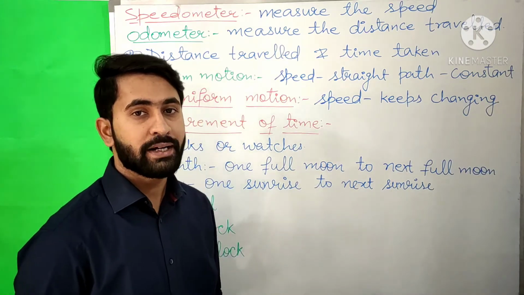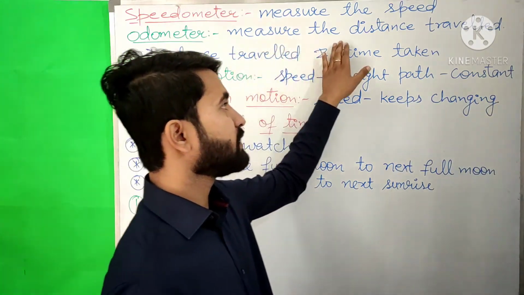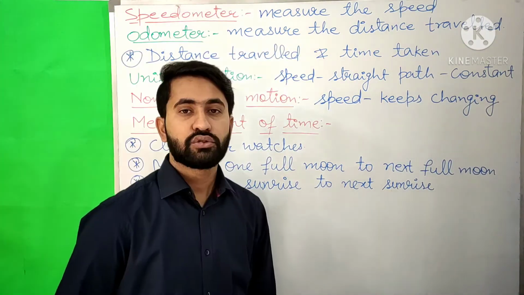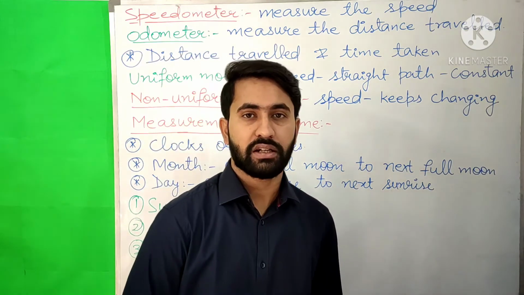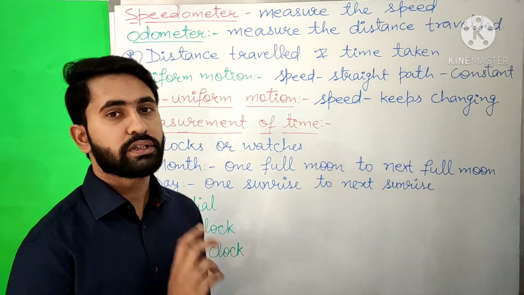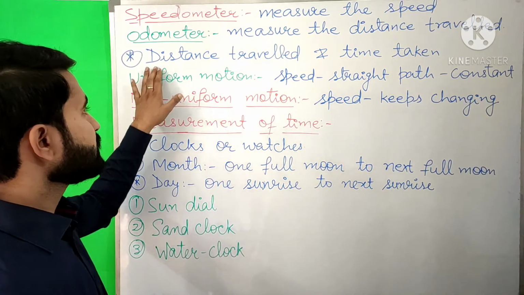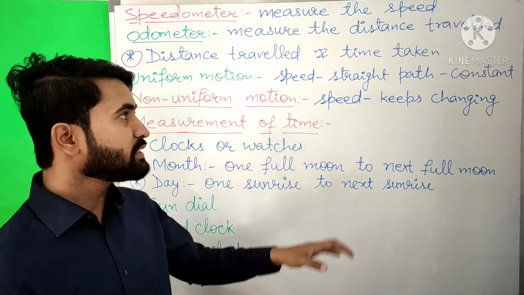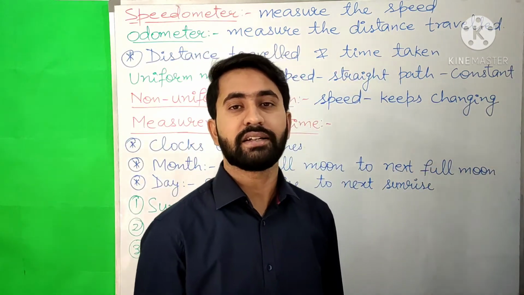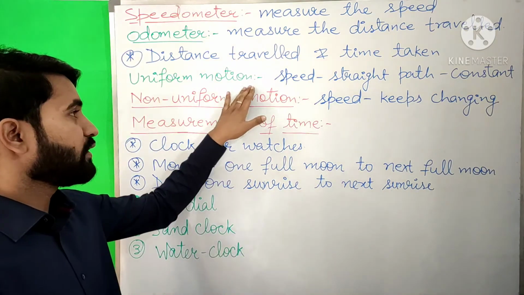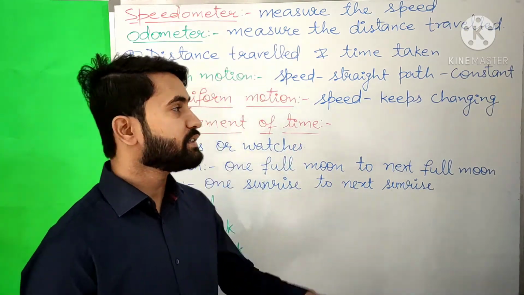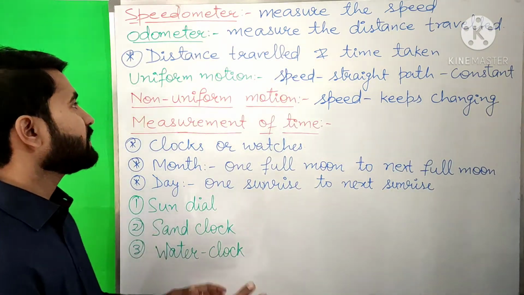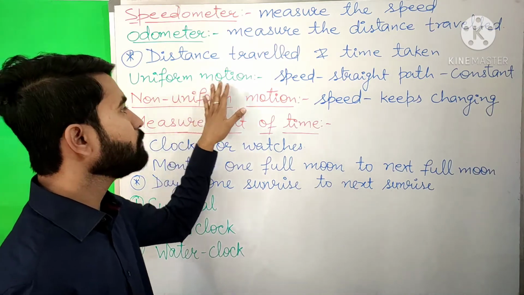Whereas the instrument that is used to measure the distance traveled by an object is known as an odometer. So to find the speed of an object, we need to know two things. First is the distance traveled or covered by that object, and the second is the time taken to cover that distance. If the speed of an object that is moving in a straight path remains constant or fixed, then it is said to have a uniform motion.